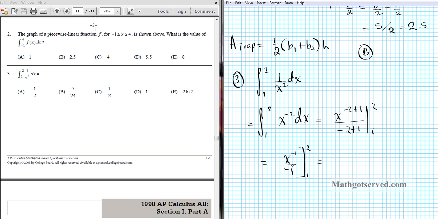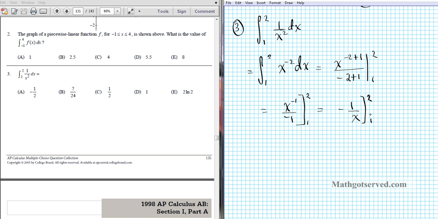Using the reciprocal property of exponents, I can write this as negative 1 over x. Okay? So we evaluate this from 1 to 2. We have to be really careful with this integral because we have a negative here. If you want to avoid making a mistake, you can switch the boundaries and take away this sign, and that makes it somewhat safer. Okay?